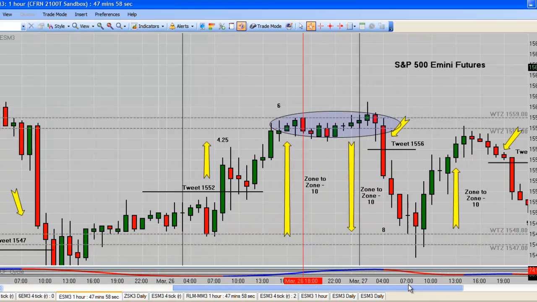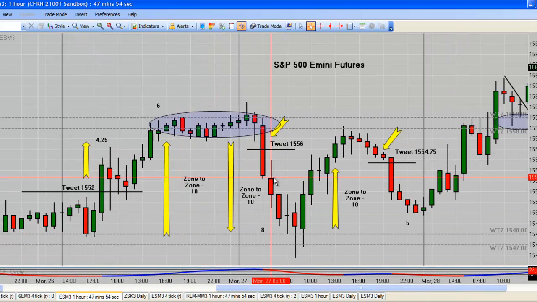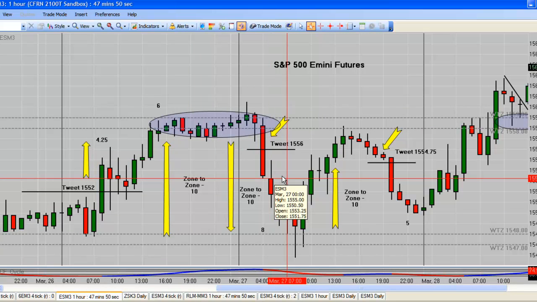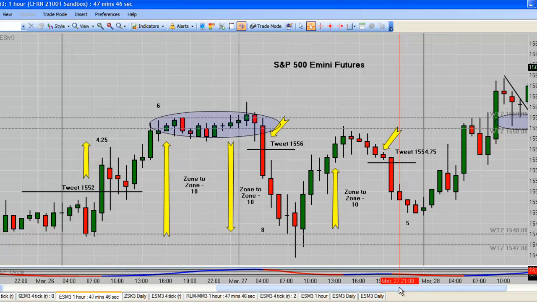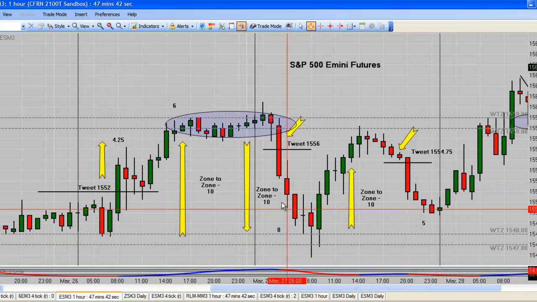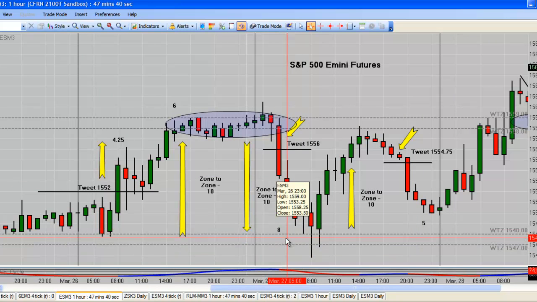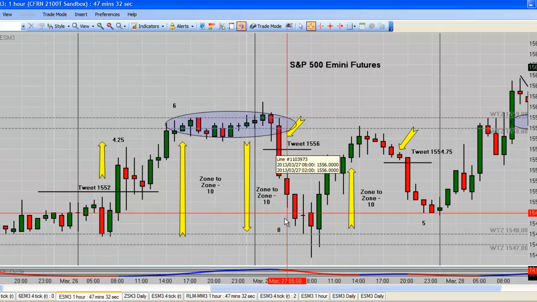I don't want to stray too far from the tweets because that's the subject of this supposed tutorial. The next tweet that I sent out said consider being short below 1556. If you did that, price went back down to the zone where we found support. And that tweet was good for 8 points. If you got short below 56, the market made 8 points available.